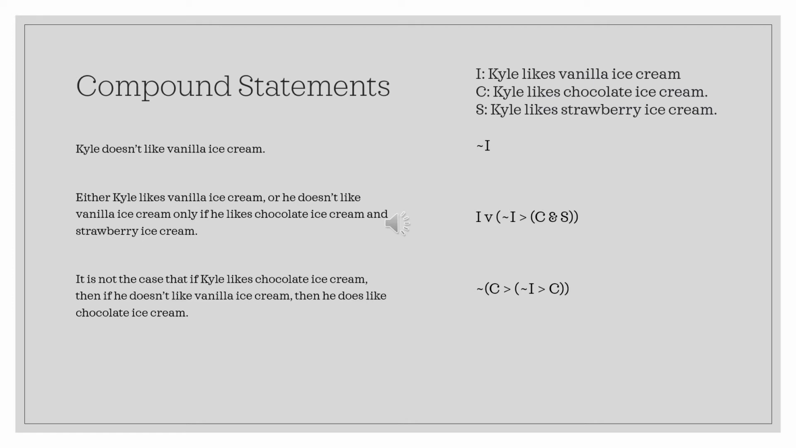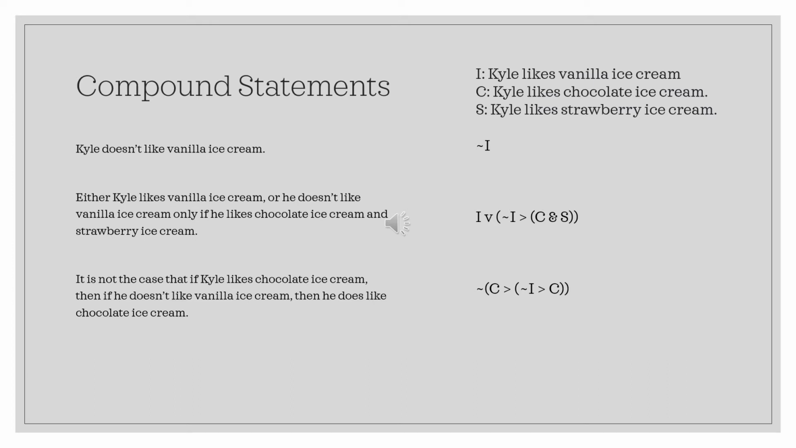In this case, though, it's one of these situations where the way that you read the sentence tells you how you should order the different symbols. So either Kyle likes vanilla ice cream or he doesn't like vanilla ice cream only if he likes chocolate ice cream and strawberry ice cream. Well, it's a strange sentence that's kind of convoluted to begin with, so you don't have to worry a whole lot about it. But what's going on here?